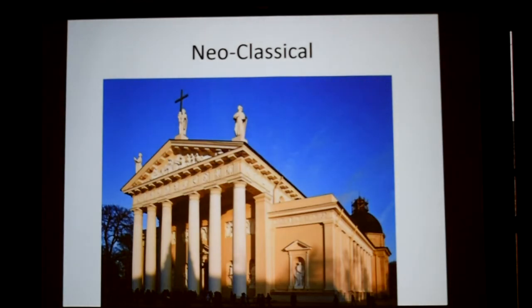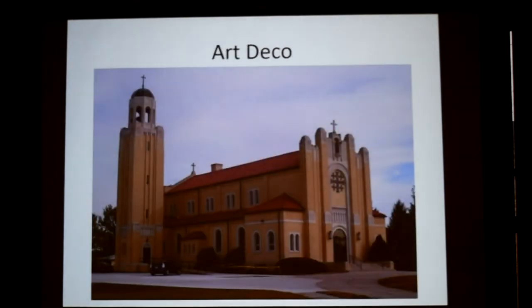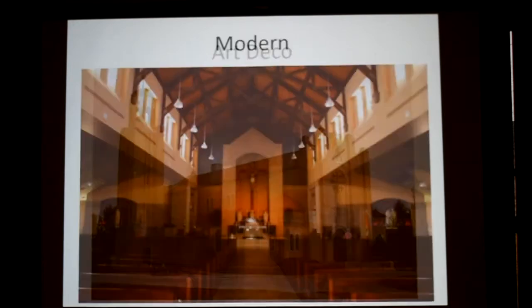Neoclassical, which imitates ancient Greece, is my least favorite architectural style. And Art Deco, which is my favorite, that's Sacred Heart in Shelby, Nebraska. It sort of came into popularity in the 1930s and 40s. Think of your streamlined locomotives, and the Empire State Building and the Chrysler Building in New York City. Those are all Art Deco.